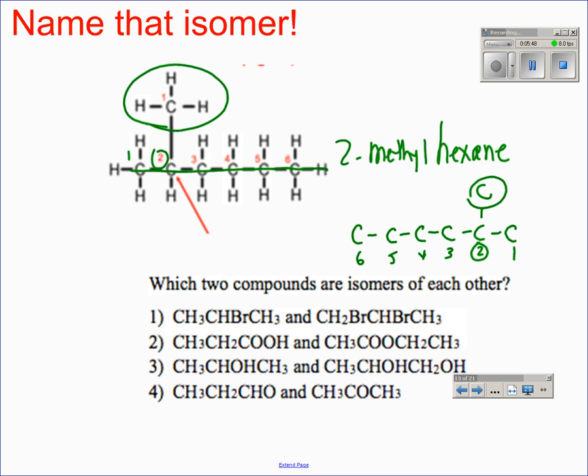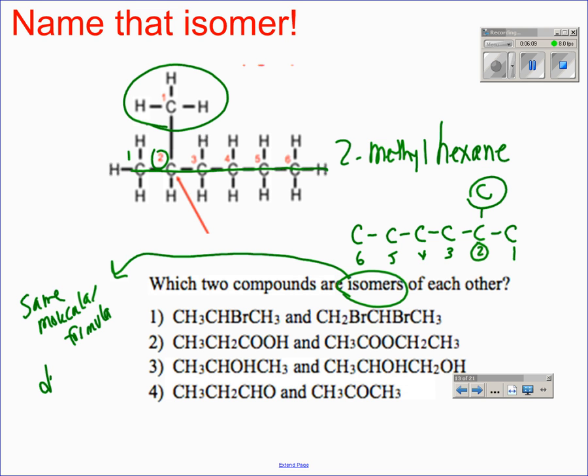Now, this is a little bit confusing because really what you need to know is what an isomer is in order to solve this problem. And an isomer is just something with the same molecular formula, but it has a different structural formula.